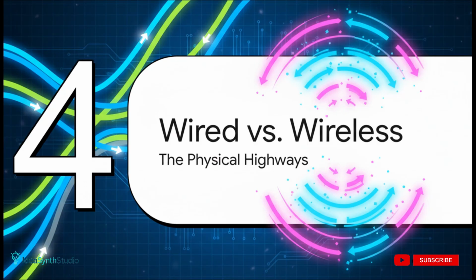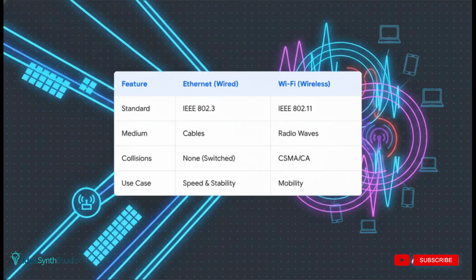Okay, let's move on. Section 4, wired versus wireless. Let's talk about the actual physical highways our data frames travel on. And really, there are two main ways this happens: the classic Ethernet cable and the invisible radio waves of Wi-Fi. And looking at these two really highlights a fundamental trade-off we all make every day.